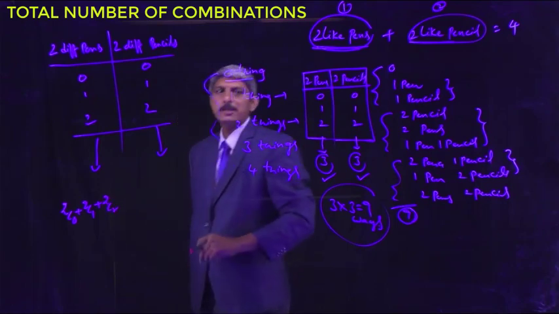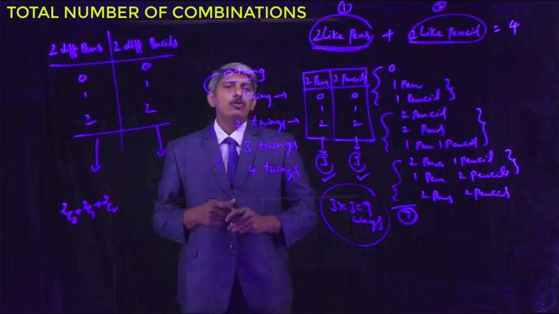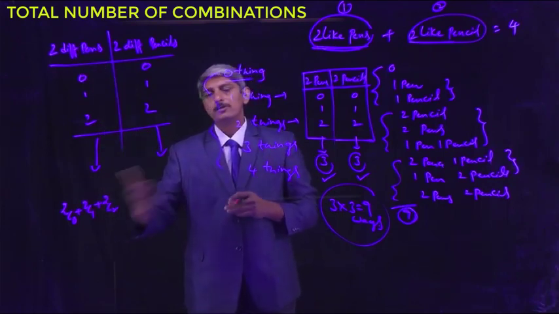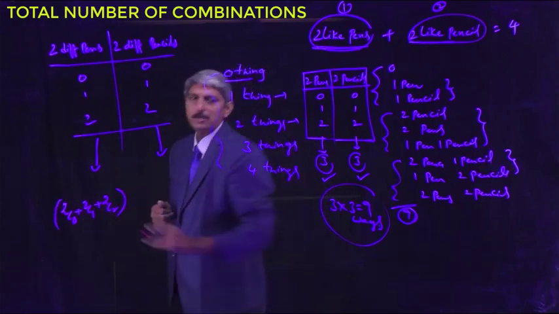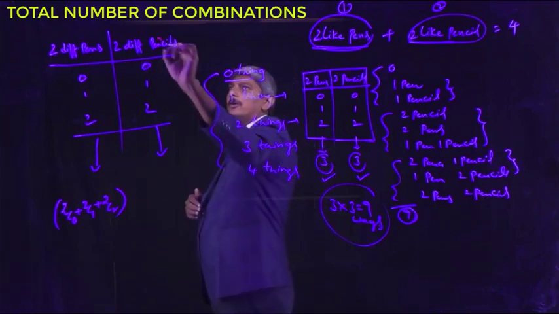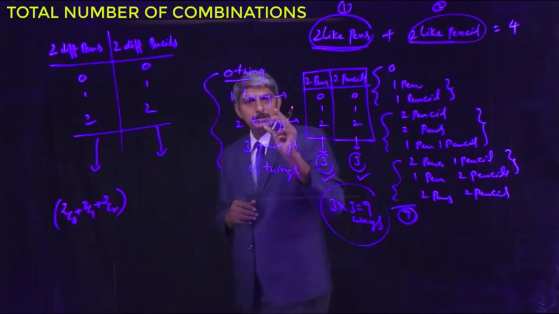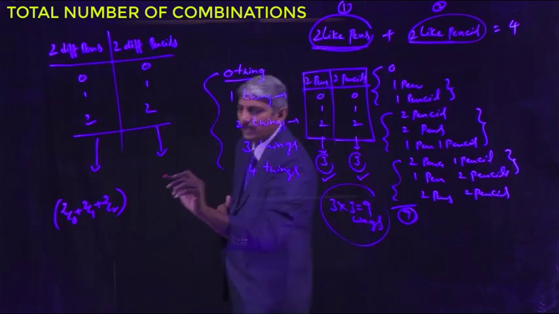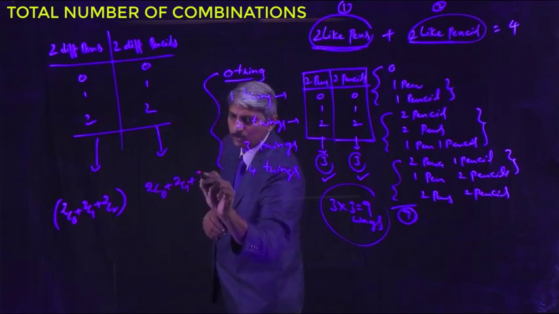What are the cases that arise? Out of two pens we have either 0 or 1 or 2, so 2C0 plus 2C1 plus 2C2. This is the value for the first operation. Now again, out of two different pencils, we have to select either 0 things or 1 thing or 2 things, in 2C0 plus 2C1 plus 2C2 ways.